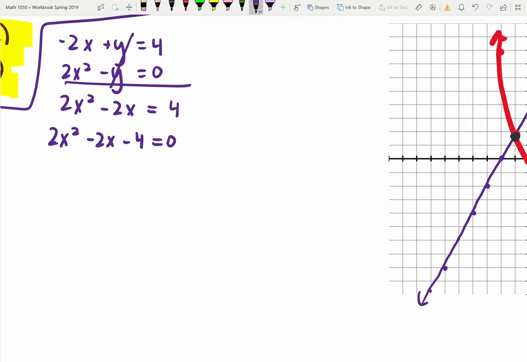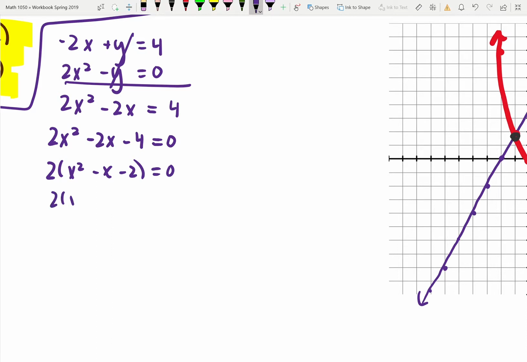Take out a 2. Now let me explain something. You don't have to take out a 2. You could factor it where it is right there. It's just easier if you take out a 2. So let's get those numbers smaller so my factoring is easier. So then I'm left with x to the second minus x minus 2 equals 0.